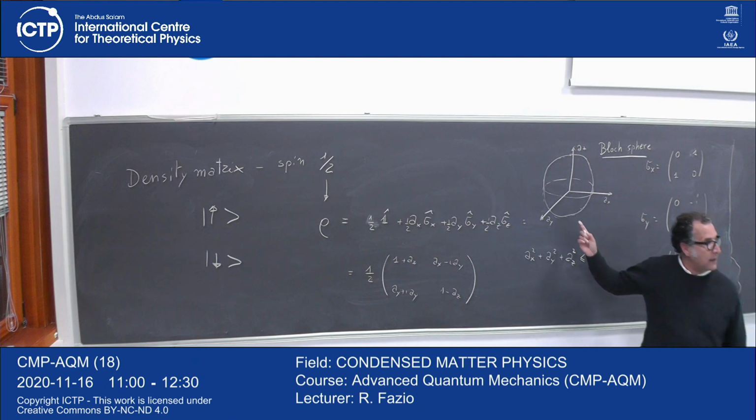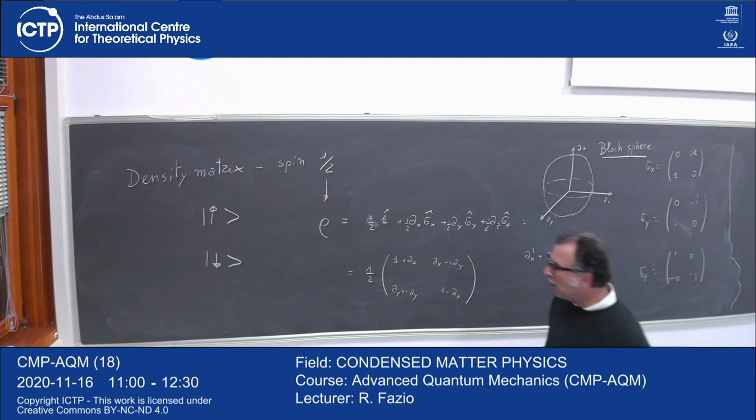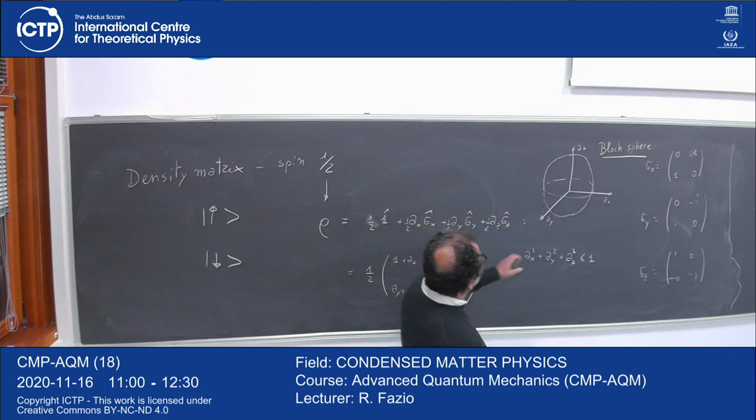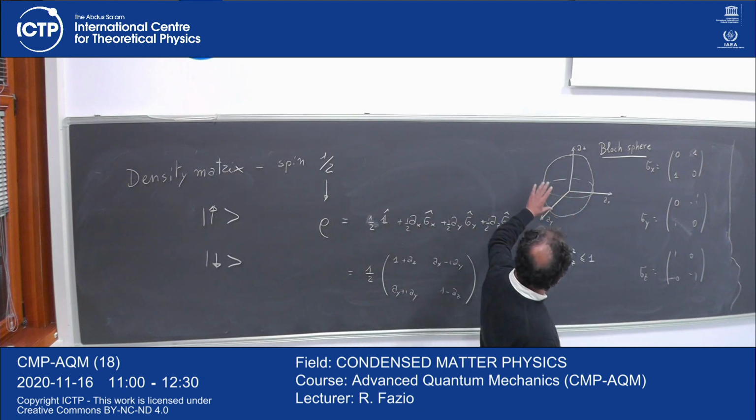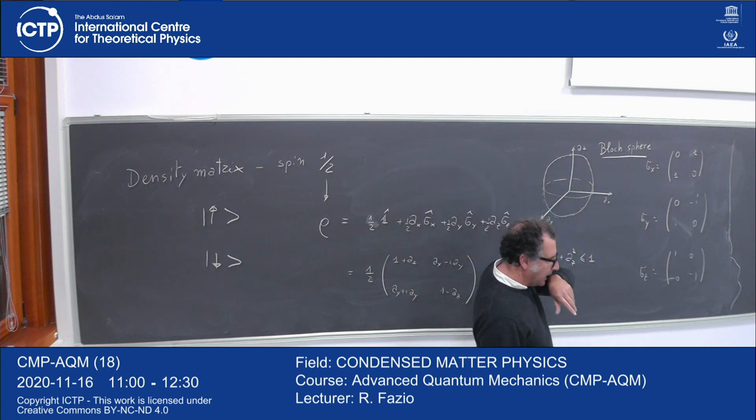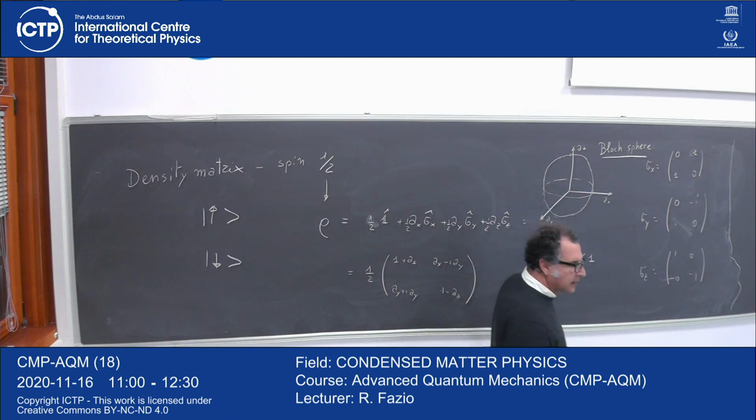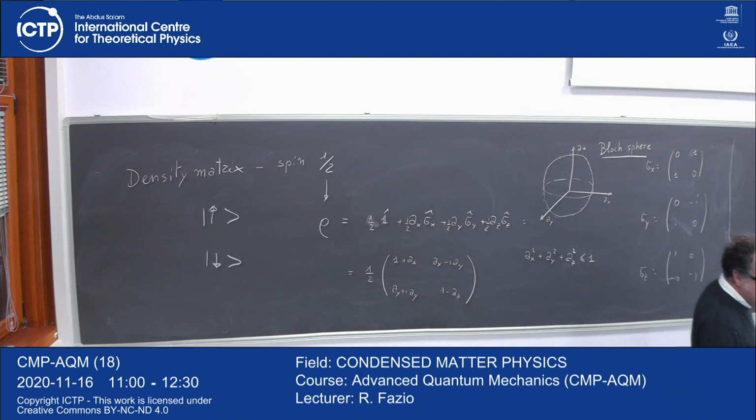Okay, so I was telling about the Bloch sphere. So you see that all the physical states can be represented here as points inside the sphere of unit radius.